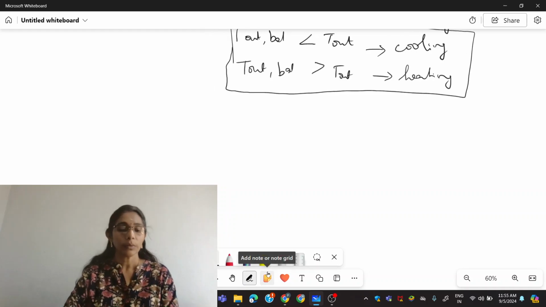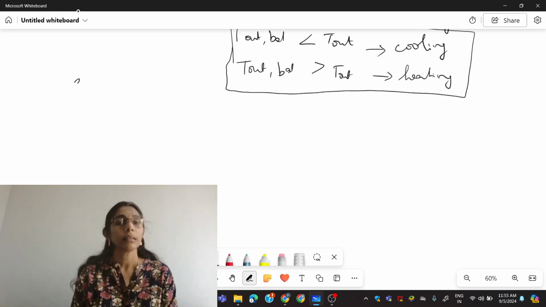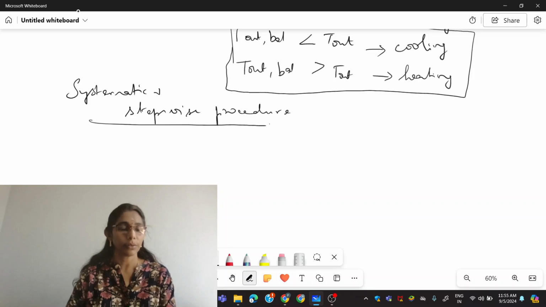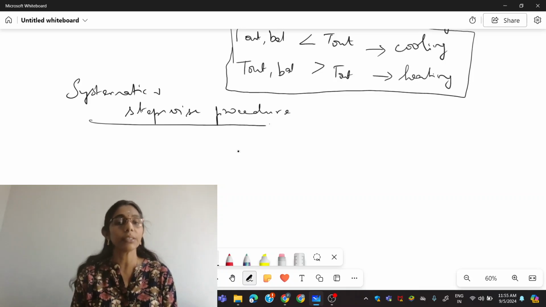Fine. So now we are going to see the procedure. I will always call this heat loading calculation a systematic and stepwise procedure. Once you understand the steps, it will be very easy to arrive at the solution, right? So before moving to these steps, there are four terms which you need to know. The first one is sensible heat, next is latent heat, and then you have CLTD, and then you have SHGF.